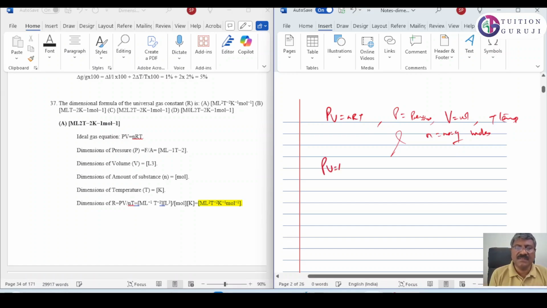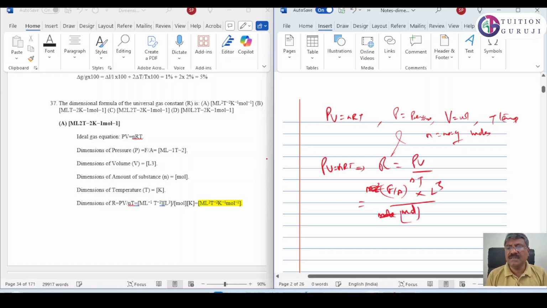PV = nRT implies R = PV by nT. Okay. So P is pressure. Pressure we know is force by area, ML^-1T^-2. Into volume, we know L cubed. Now n is actually mole. Then T is actually Kelvin. Okay. So F by A we will find out.